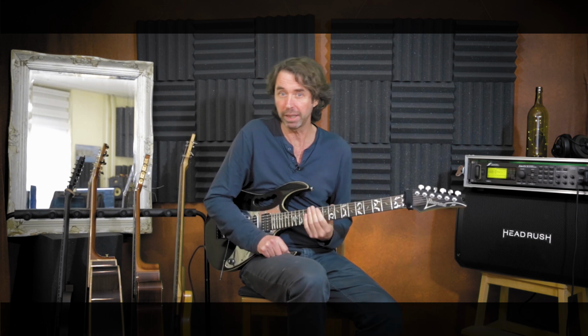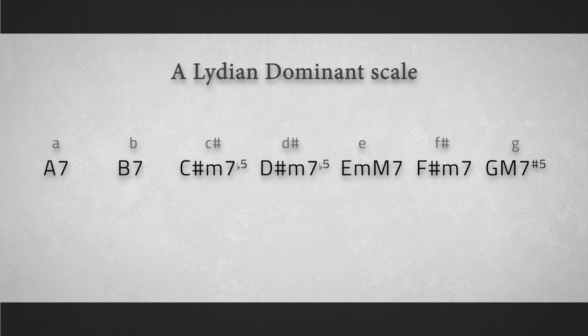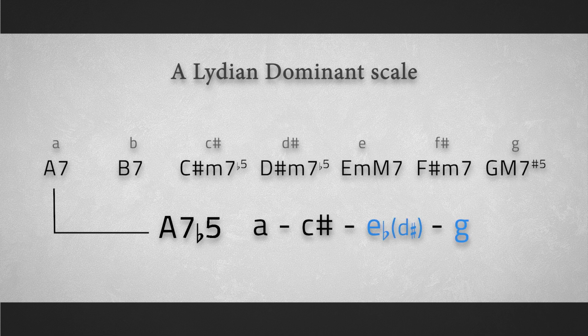Of course all arpeggios of the chords from the Lydian Dominant scale will work as an improvisation asset, but some of them will work better than others. Let's look at the A Lydian Dominant scale again. The first arpeggio that comes to mind is the A7 flat 5 arpeggio. This chord contains both characteristic notes, the tonic and the major third. Now, could we ask for more?